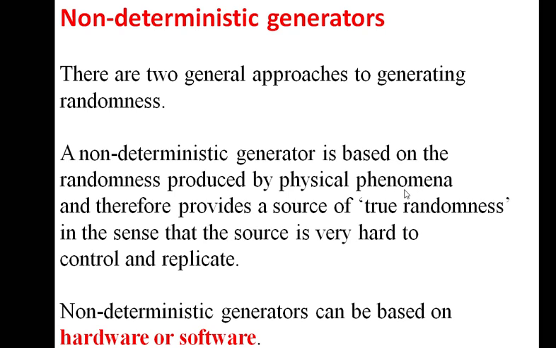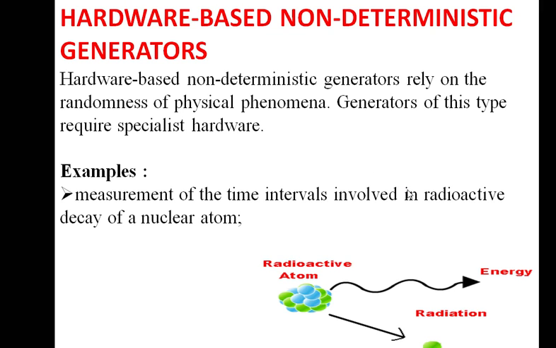Non-deterministic generators can be based on hardware or software. So let's see hardware based non-deterministic generators. They rely on the randomness of physical phenomena. The generators of this type require specialist hardware. Examples: measurement of the time intervals involved in radioactive decay of nuclear atom.